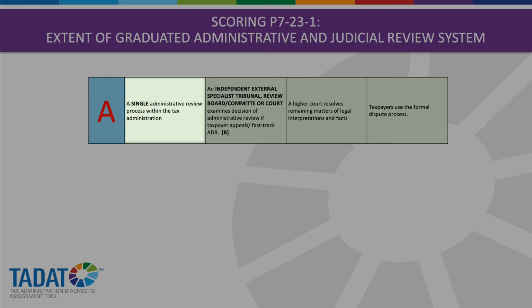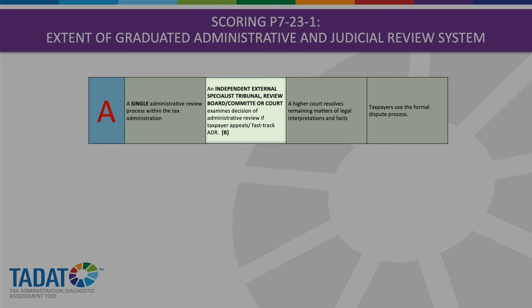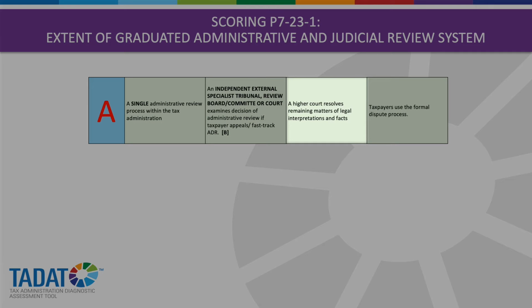A tax administration can get an A-level score if it accomplishes all of the following good practices. The administration has in place a single administrative review process within the tax administration. It is not multi-layered. There is an independent external tribunal or a review board or a court that examines decisions about administrative review if a taxpayer appeals, or there is an alternative fast-track arbitration system. A higher court exists that can resolve any remaining matters of legal interpretation and facts. And the 3-tier appeals mechanism is regularly used.